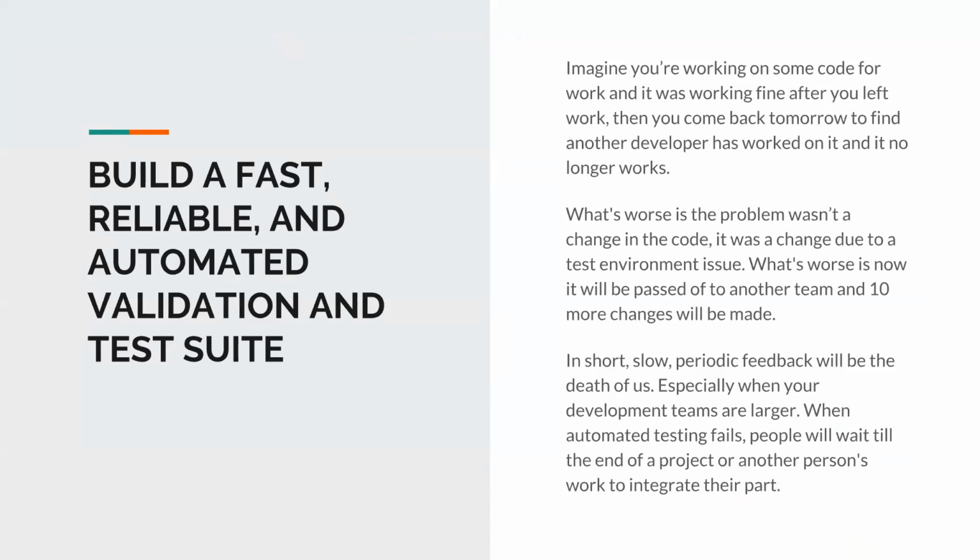So in short, slow periodic feedback will be the death of us, especially when you're working with larger development teams. When that automated testing fails, people will wait till the end of the project or wait till another team's done to integrate their part of the work. So when your code's breaking frequently every day when people are looking at it and working on it, it's not going to work. So that's why we want to make sure we have an automated validation to make sure that it's always working no matter who has their hands on it.